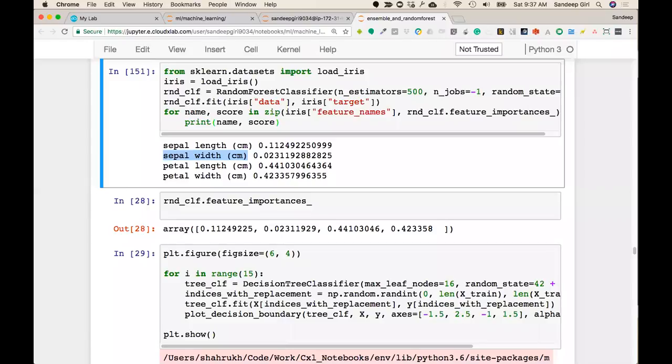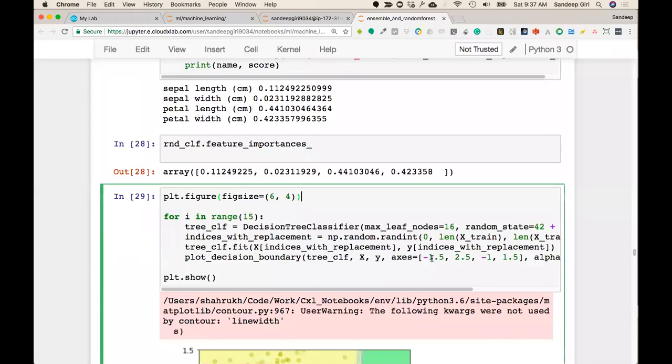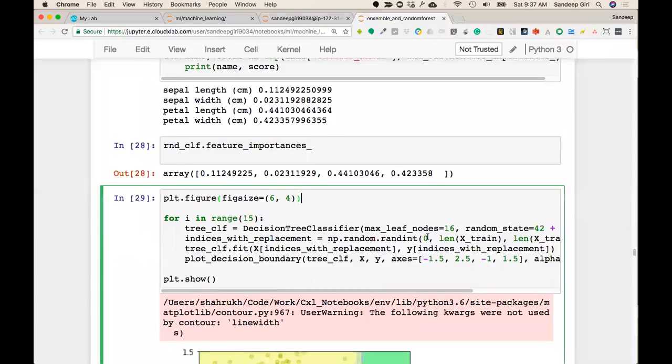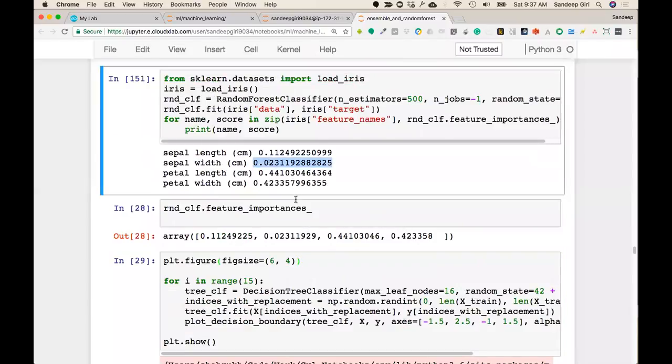A question from Kamal: this is a cool idea. The data speaks what is important. Yes, feature importance is really useful in many cases. As we will see when we do the principal component analysis afterwards, feature importance plays a big role in many things. So you can see that the sepal width is actually quite low. Okay, so even if we don't have sepal width in the data, we can live without it.